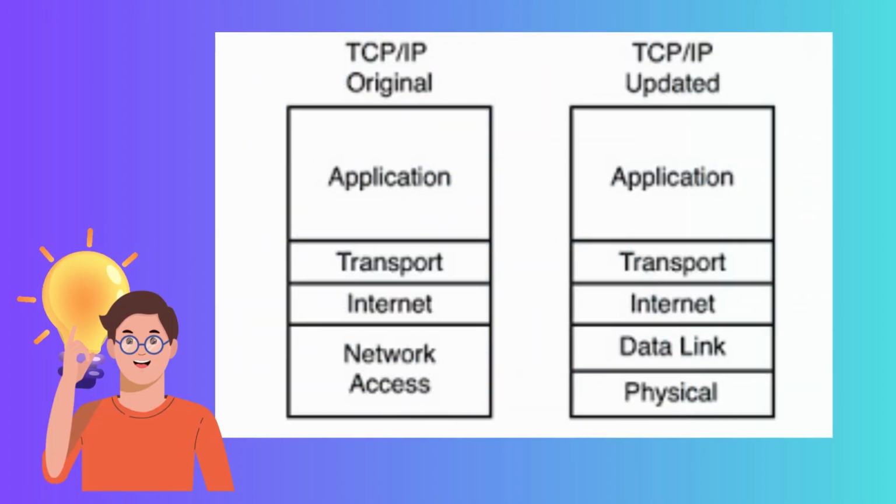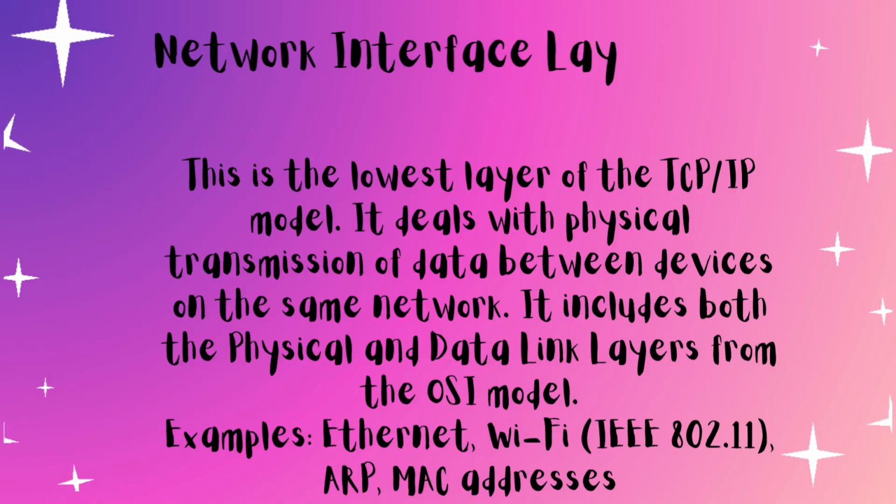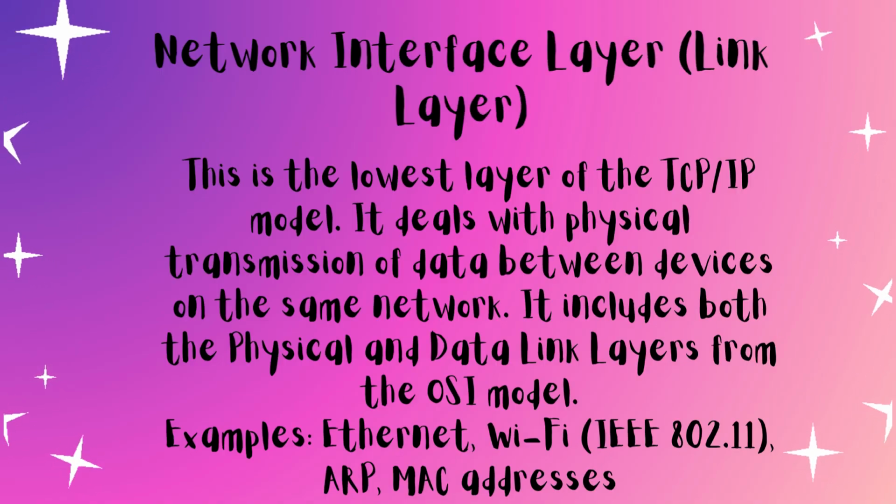The TCP/IP model is made up of 4 main layers: the application layer, the transport layer, the Internet layer, and the network access layer. Each layer plays a key role in how data moves across networks, from the physical transmission of bits to delivering complete messages between applications. In the diagram, you can see the original TCP/IP model on the left with 4 layers, while the updated version on the right divides the network access layer into 2 separate layers, the data link and physical layers, for more detailed representation.